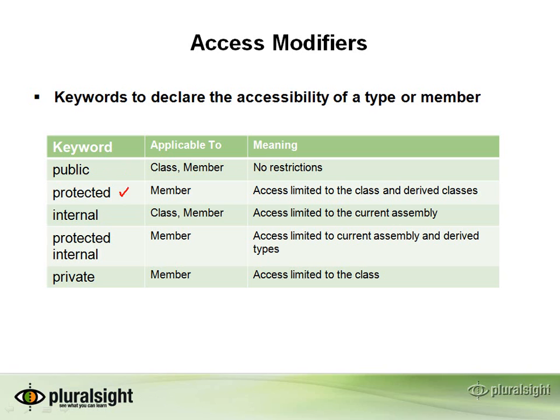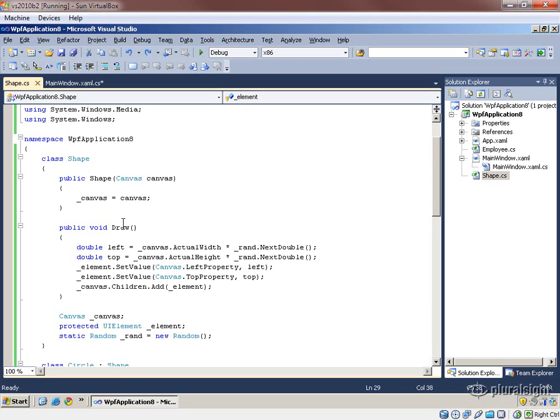Protected is a little bit different in that you can only apply it to a member, and when you declare a protected member, access is limited to the class that's declaring that protected member and any derived classes. We have an example of that in the sample project.